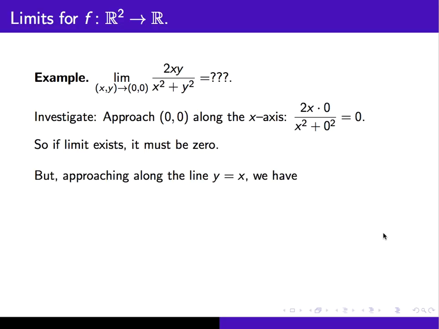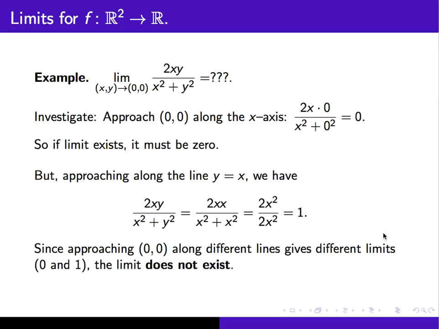But if we approach along a different line, so let's only look at points where the x and y coordinates are equal, then what is this expression, 2xy over x squared plus y squared? Well, if x is equal to y, then that becomes 2x times x over x squared plus x squared. Well, that's just 2x squared over 2x squared, which is 1. Which means that along the line y equals x, this function is identically equal to 1. So since approaching the origin along one line we get 0, and along the other line we get 1, it must be the case that this limit doesn't exist.